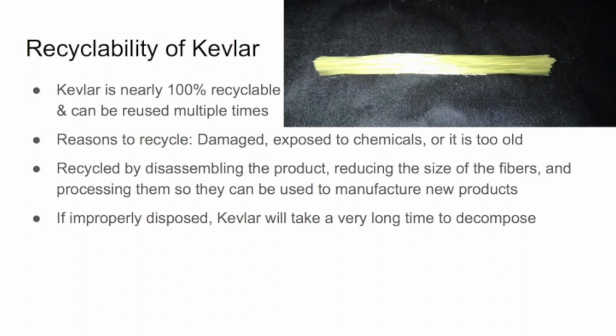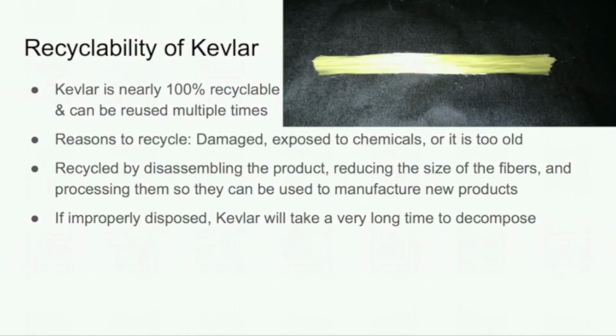To begin the recycling process, you must first strip Kevlar from the other materials, then cut it into small fibers. The image on the screen is a piece of the cut Kevlar fibers. After this, they can be processed again and then made into new products. Recycled Kevlar cannot be made into body armor again because of the safety concerns. It can only be used in other non-ballistic products such as tires, cables, gloves, etc.